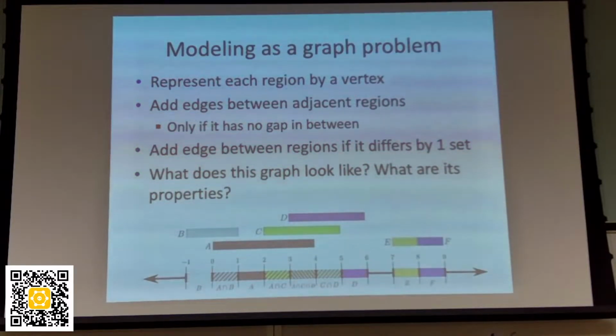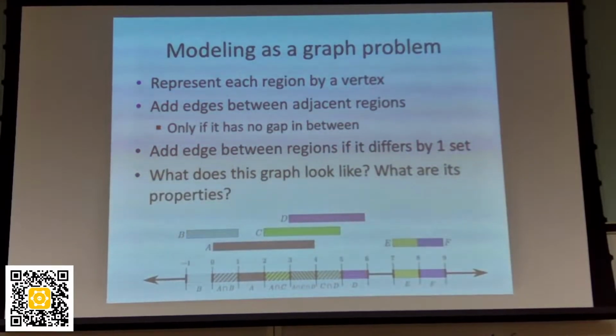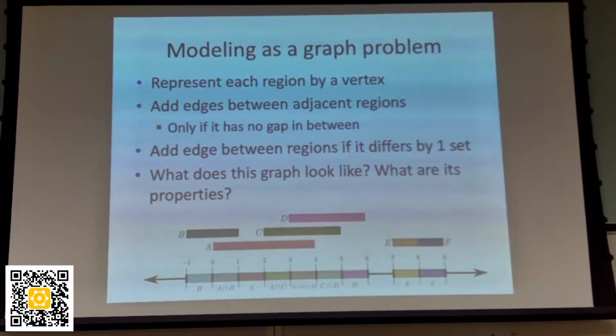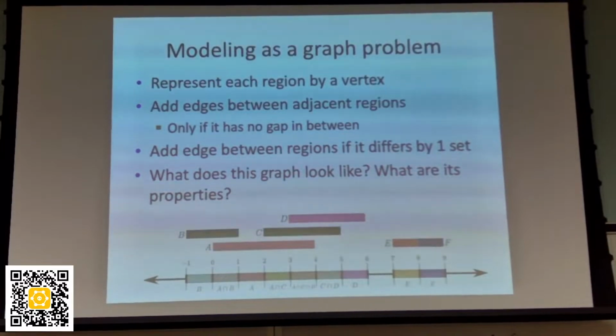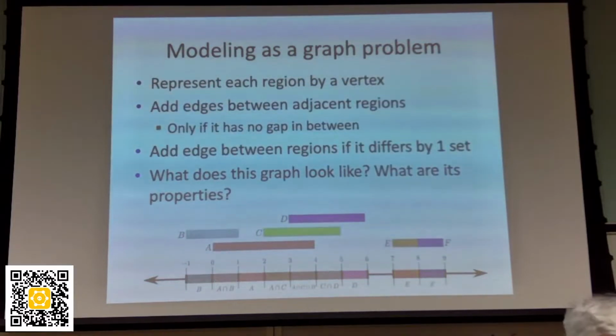Can I have a region with only B, a region with A intersect B, and then a region with A intersect B intersect C? Is this possible? No. It's not possible, right? If you kind of think about this and try and place these guys, you see that there is a problem. It doesn't work out. What this is telling you is that when you build that graph, you're not going to have vertices with more than 2 neighbors.